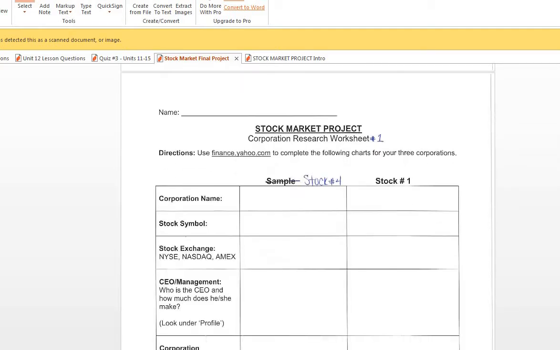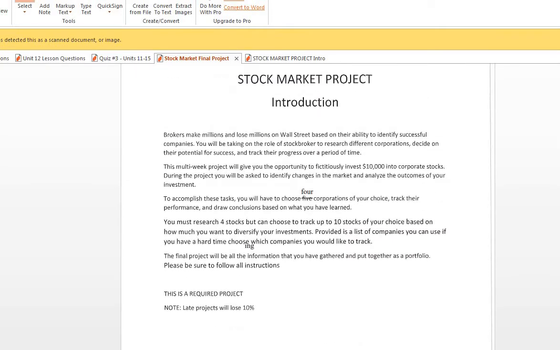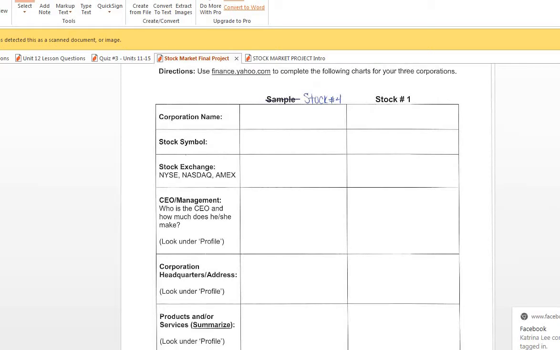So this is page 1, this would be page 2, and this is page 3. It's called Stock Market Project Corporation Research Worksheet. There are 2 sets of these worksheets in order for you to be able to complete research on all 4 stocks. This first page says stock number 1 and number 4 only, because the next set of research worksheets are for stock 2 and 3. So it's a total of 4. Keep that in mind.